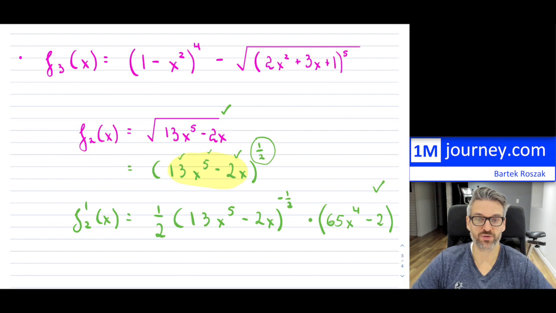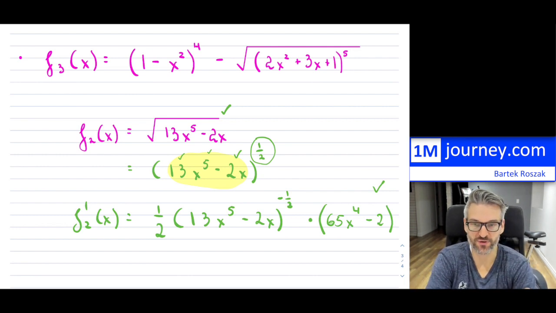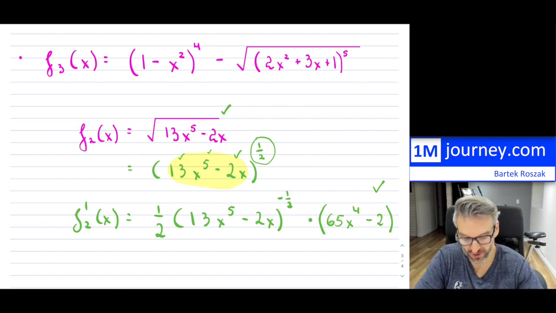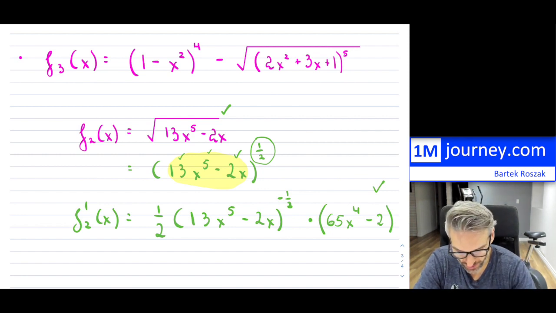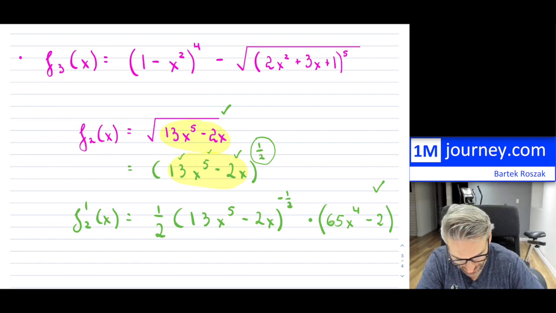If they want you to state where this is actually differentiable, then we do have to be careful because, please remember that for radicals, this right here had to be 0 or greater than 0 in order for that function to be defined. So we're going to run into that problem again here.